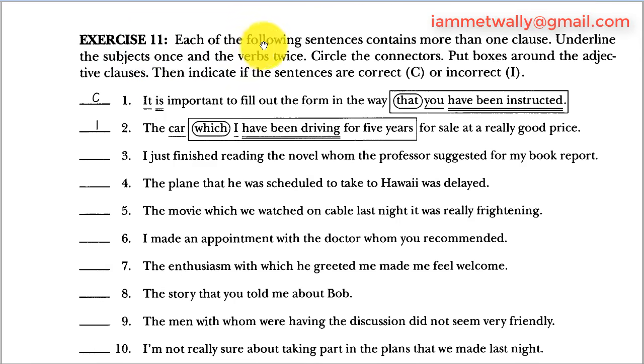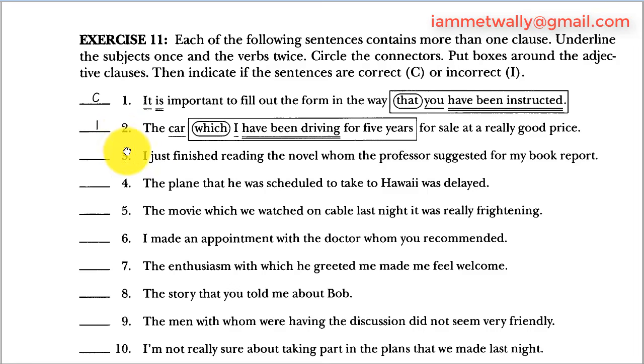Exercise 11. Each of the following sentences contains more than one clause. Underline the subject once and the verb twice. Circle the connectors. Put boxes around the adjective clauses. Then indicate if the sentences are correct, C, or incorrect, I. As usual, 1 and 2 are done.